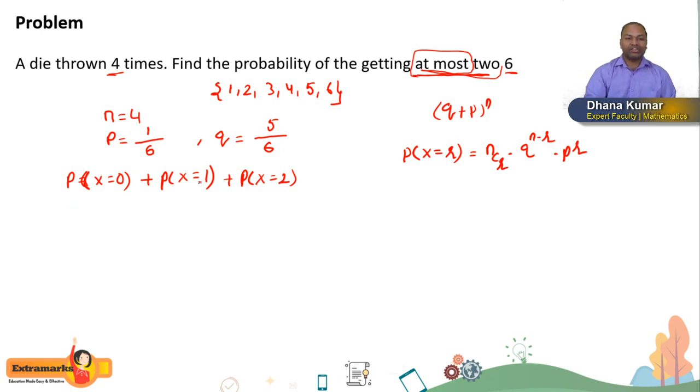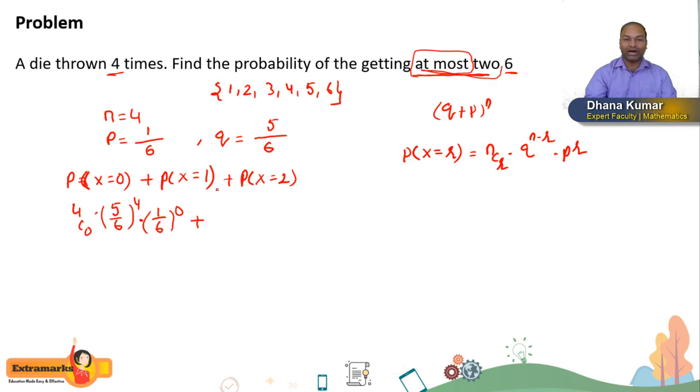Okay, now let us come to this question. P of x is equal to 0. Compare these two. r is equal to what? 0. So in this formula, substitute r is equal to 0. What will happen to the formula? It reduces to 4C0 into q, q means 5 by 6, whole power 4, into p, p means 1 by 6, power 0.